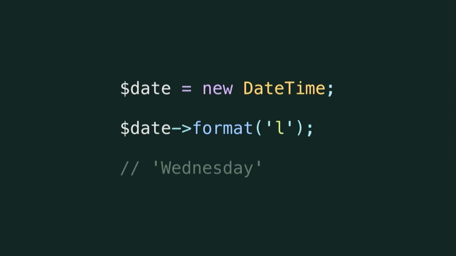Here's a PHP example. I have a date, and I want to format it so I can display it in a human readable format. So today is Wednesday, we create a new DateTime, which defaults to today. I format it using the L format string special character, and we get the day of the week, which is Wednesday.